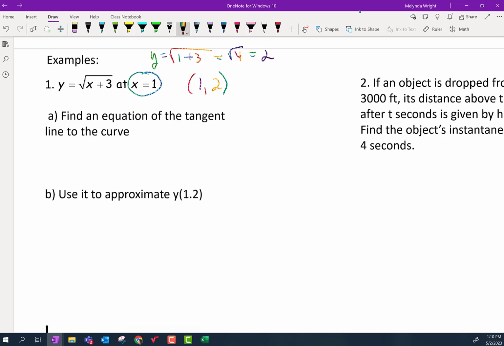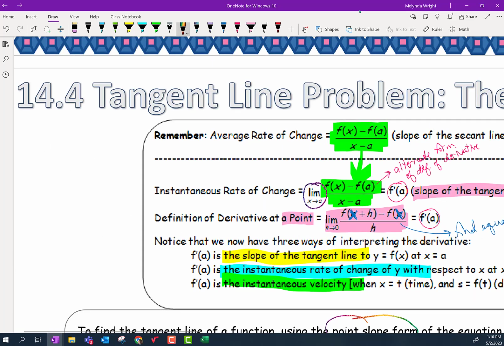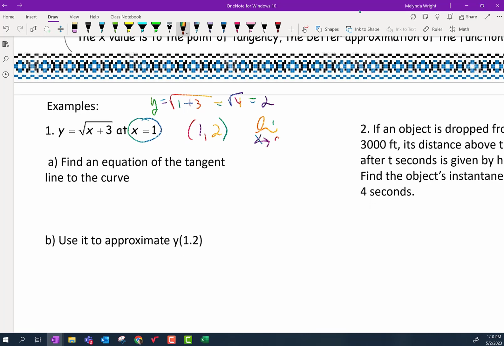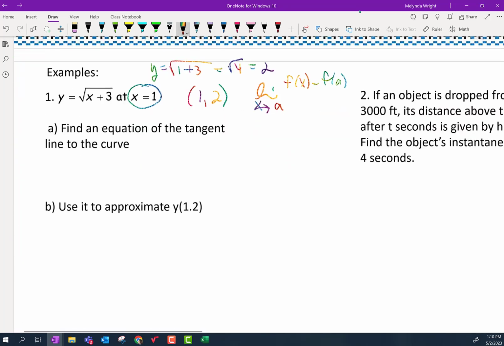Got that? Okay, great. The second step is to find the slope. In order to find the slope, we're going to have to find the derivative at a point. We're going to be using this formula right here. The first one. That's what I was telling you. The first one is the easier one. That's the one we're going to use. So let me just write this down here. So we've got the formula. We've got the limit as x goes to a of f of x minus f of a over x minus a.